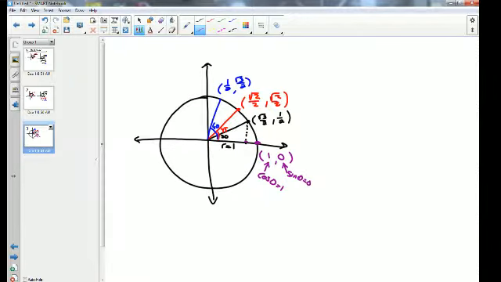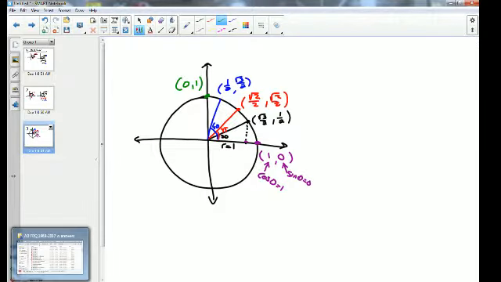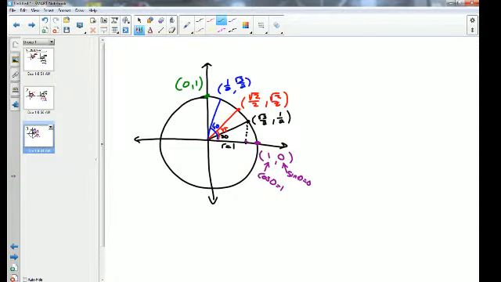And then we have this as well up here. What are the coordinates? 0, 1. And that will be 90 degrees, right? So that would be a 90-degree angle. Okay, so you've just completed quadrant 1 of the unit circle.